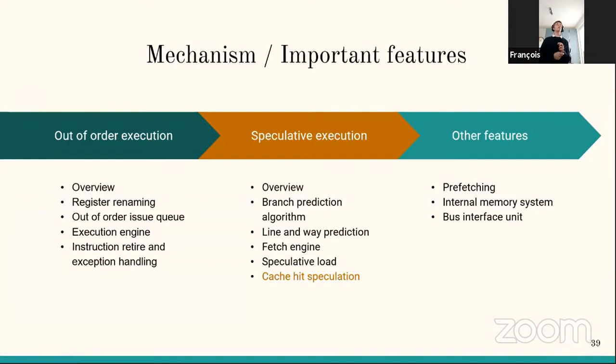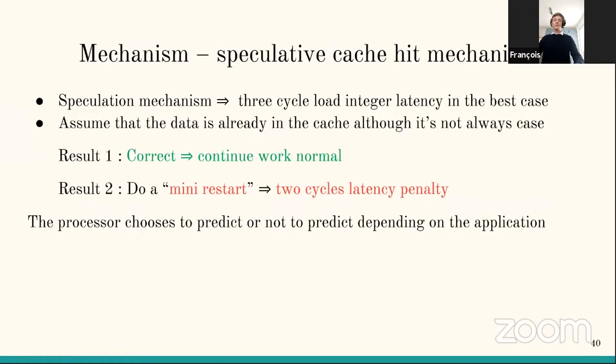And now we will see the last feature for the speculative execution, which is cache hit speculation. Basically, the processor will want to have a three-cycle load integer latency in the best case. But we don't know at the beginning if the data is in the cache, and we always need to check. So what the processor does is assume that the data is always in the cache, so it just gets the value. And if the data is in the cache, then you continue normally, and of course it gets a bit faster.